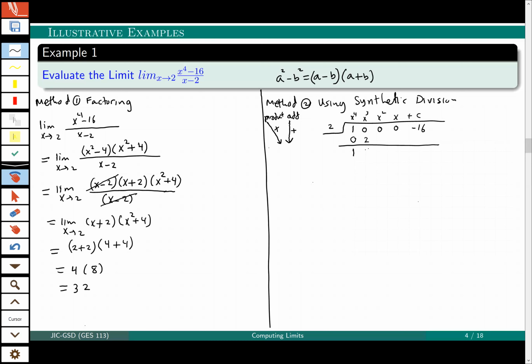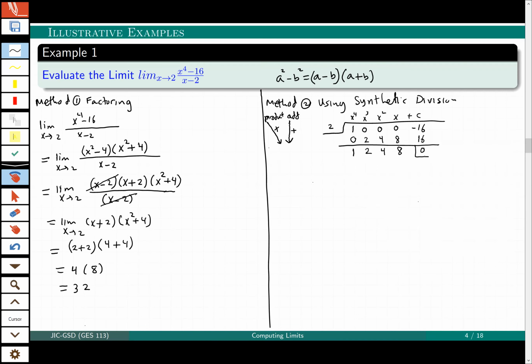0 plus 2, it's 2, and 2 times 2, it's 4. 0 plus 4 is 4, and 2 times 4, it is 8. 0 plus 8 is 8, and 2 times 8 is 16. This means the remainder is equal to 0.